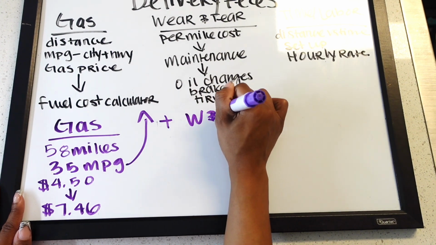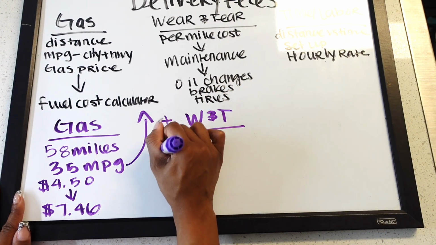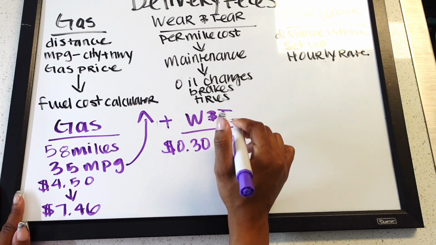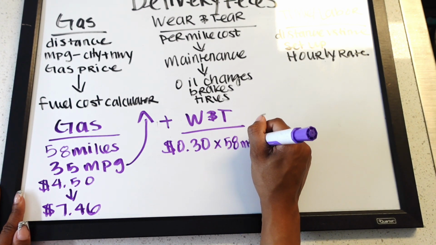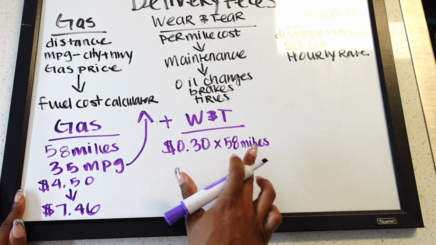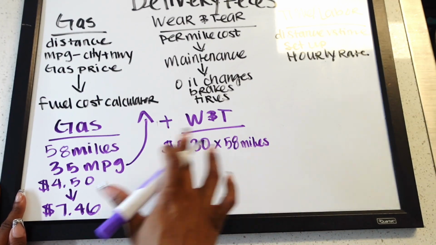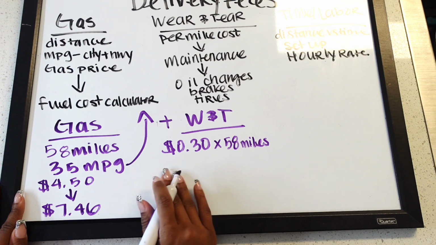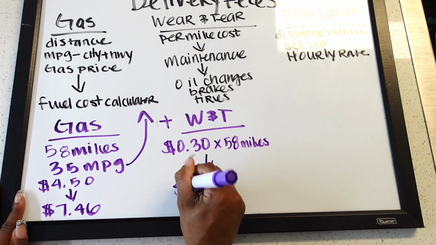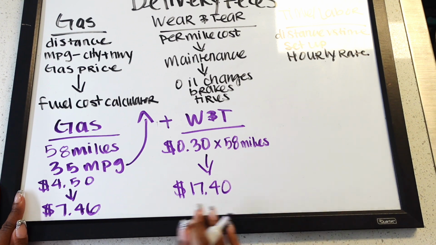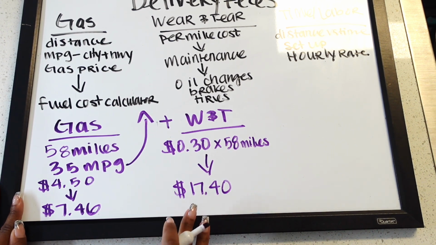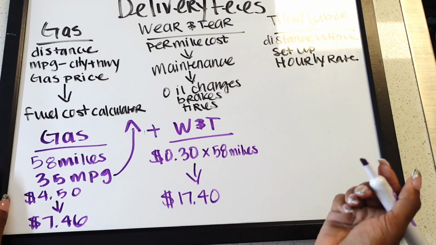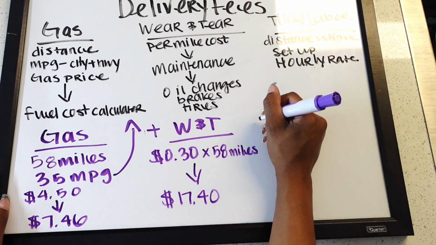So in this specific example, I'm going to charge 30 cents per mile. That's going to be my per mile cost. And I'm going to multiply that by 58 miles, because that is the distance to round trip to the destination. So once I calculate this, I come up with $17.40. So this is how much I should put in my little bank for my wear and tear and my maintenance costs associated with my vehicle. The next thing we're going to do is calculate the time and labor.